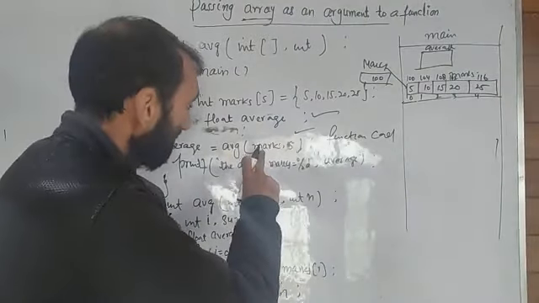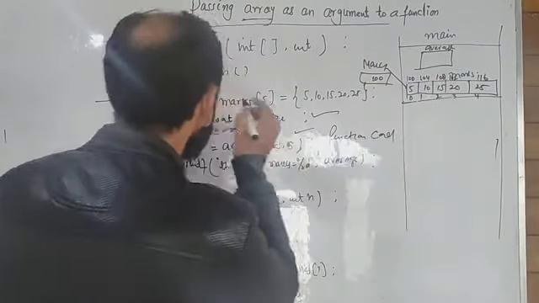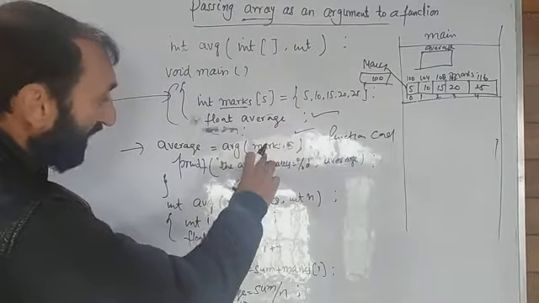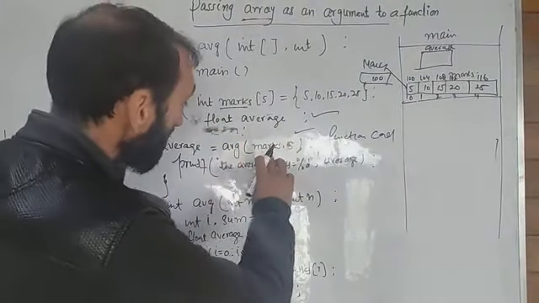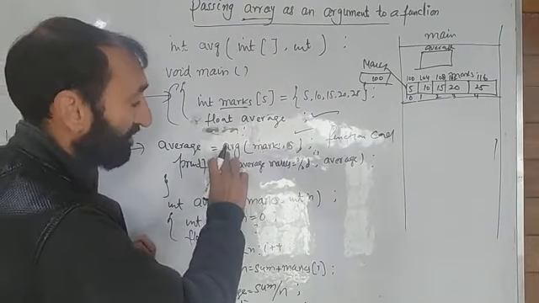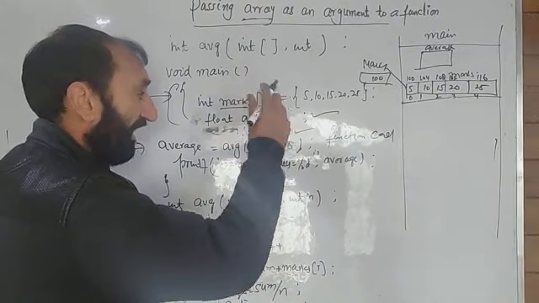First one is marks. What is marks? Marks is actually the name of the array. Here I am only passing the name of the array, marks. The average function gets marks, and 5. What is 5? 5 is the size of the array.